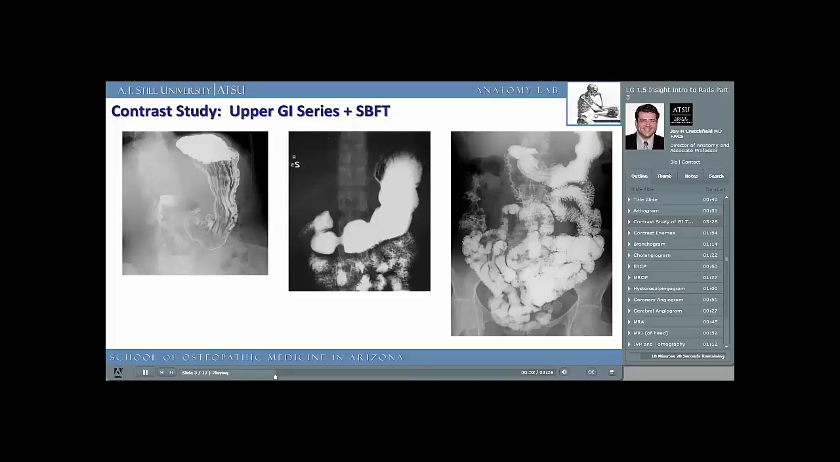Here on the left, we can see the stomach and a portion of the duodenum. On the far right, we see an upper GI series with a small bowel follow-through. That's abbreviated SBFT. In the middle image, an upper GI is demonstrated with not only the stomach and duodenum being seen, but the proximal portions of the small intestine, notably the jejunum.